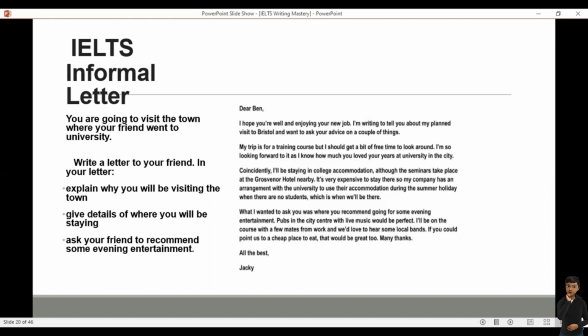Finally, is the third bullet point: ask your friend to recommend some evening entertainment. What I wanted to ask you was where you recommend going for some evening entertainment. Pubs in the city center with live music would be perfect. I will be on the course with a few mates from work and we would love to hear some local bands. If you could point us to a cheap place to eat, that would be great too. Many thanks. All the best, Jack. Okay, so this is all about it. So we have done the informal letter.